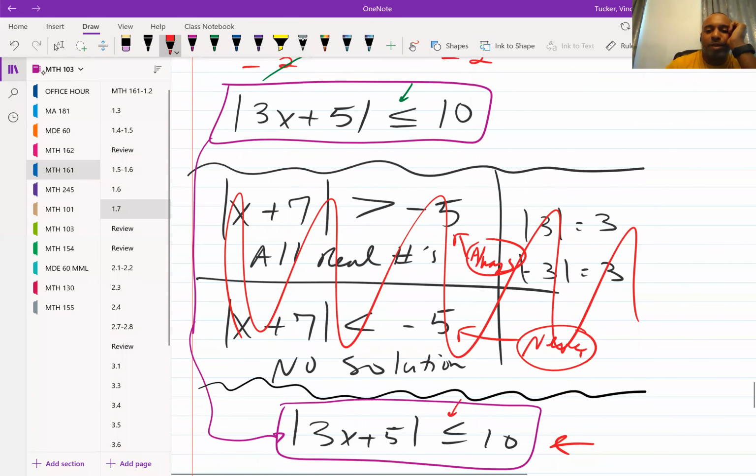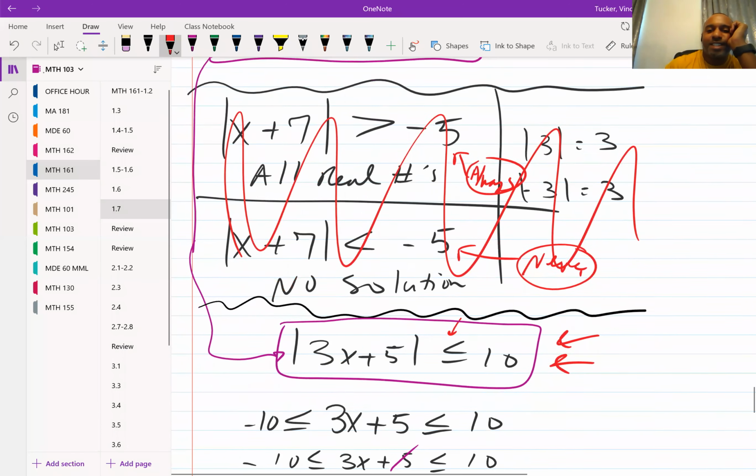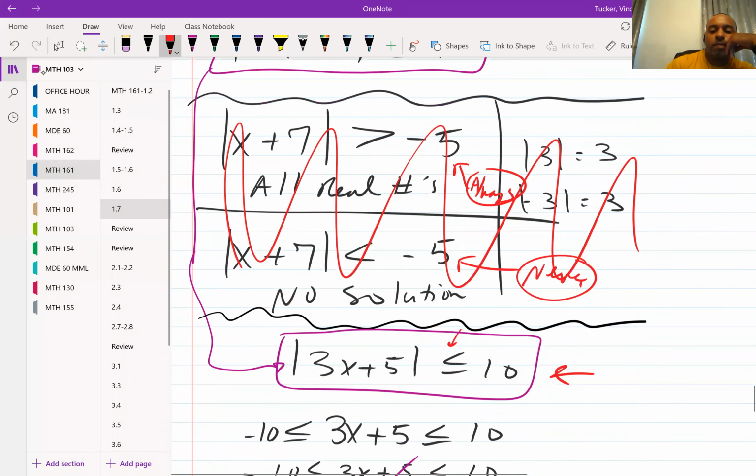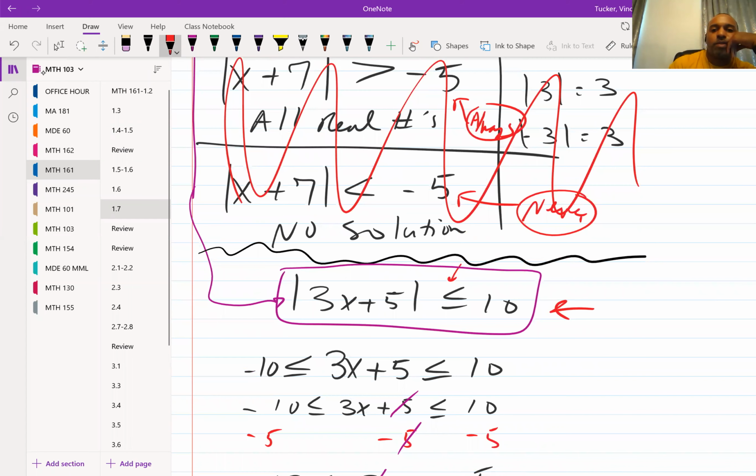Let's go back to the purple box right here. All right, so now we'll go ahead and set it up. We have 3x plus 5. So remember it was less than. So we have less than 10x.